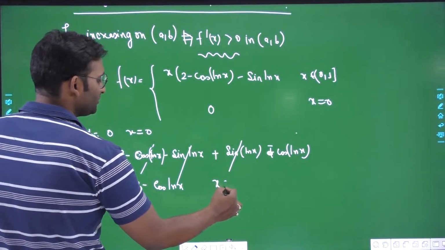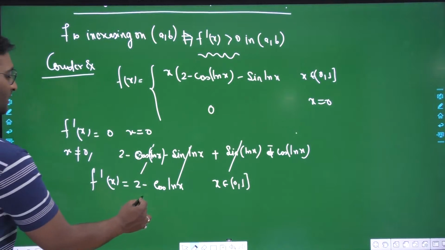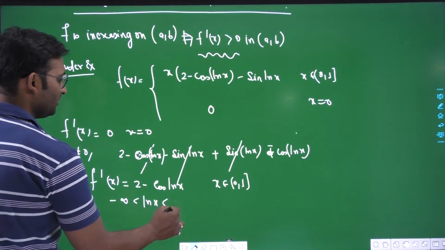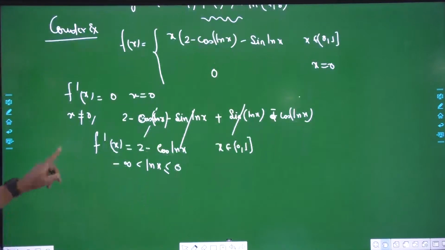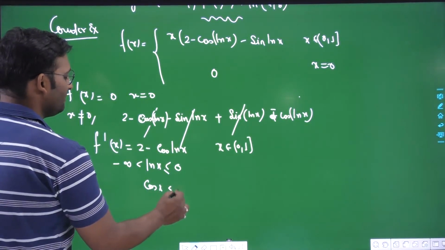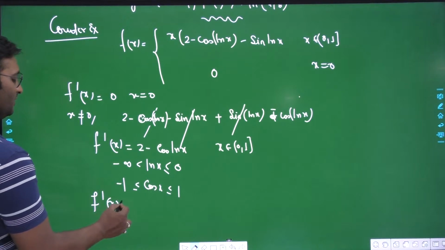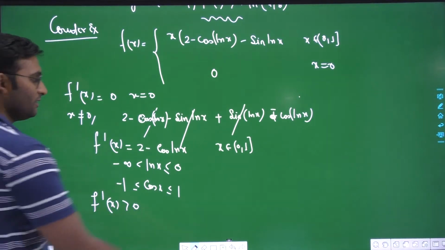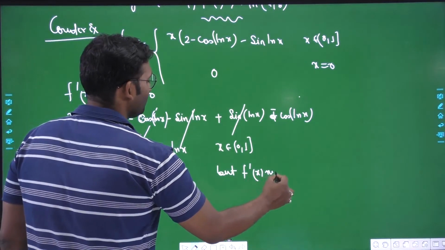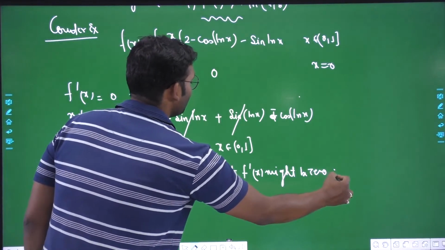Now, for all x belongs to (0, 1), ln x will lie between minus infinity and 0. And if these are the values, I can clearly state your cos function will lie between plus 1 and minus 1, and that itself implies that your f dash x will be greater than 0. But f dash x might be 0 as well. So यही क्वेश्चन में नहीं दे रखा था, might be 0 as well.